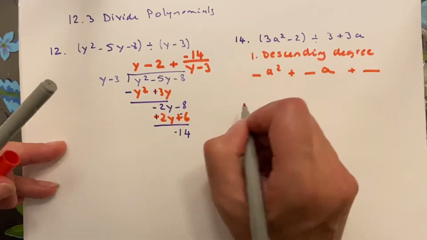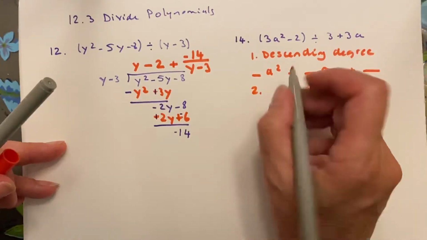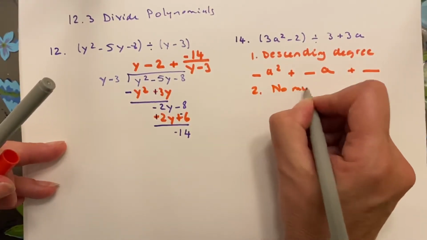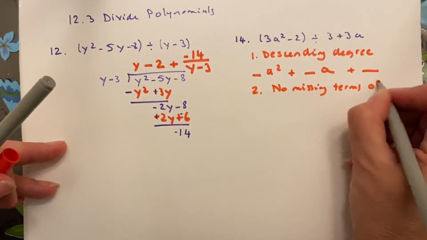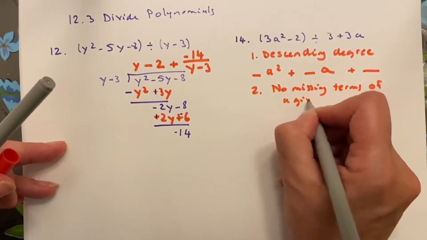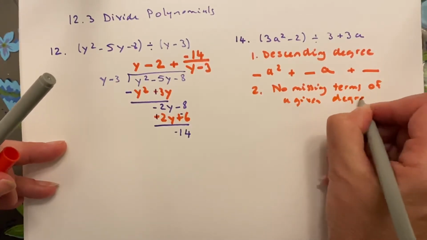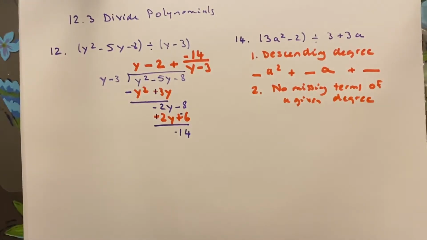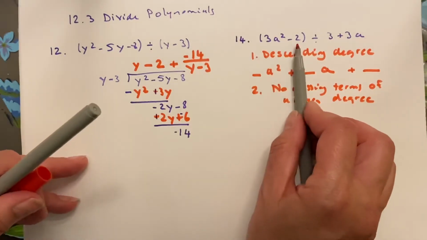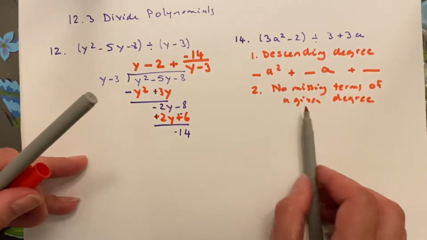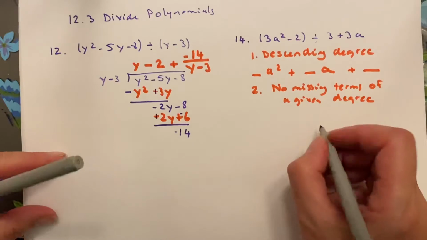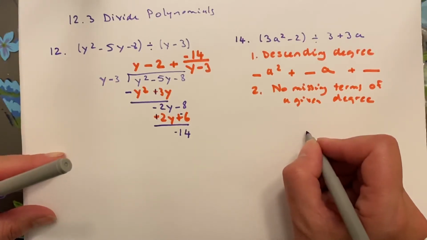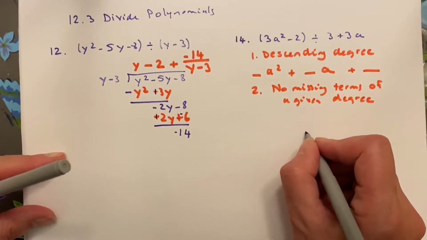So 1, it has to be in descending degree. 2, there have to be no missing terms of a given degree. What do I mean by that? I mean that I can't just have 3a squared minus 2 because I'm missing the first degree term. I'm missing the a term. So what do I do? Can I still do the division? Yes, and we did go over this when we did 12.3, but we didn't go over it often, so I want to redo it here.